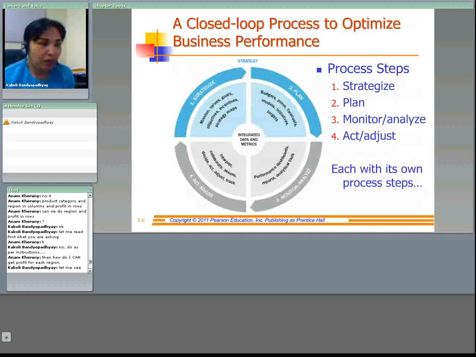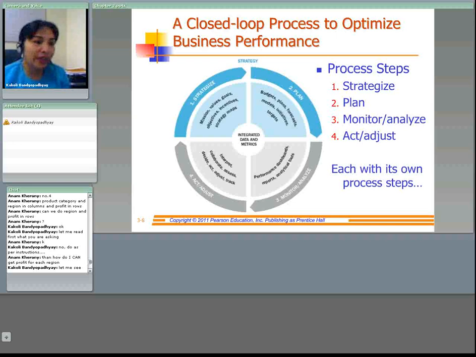The first one, strategize. The executives set the strategy. Then on the basis of the strategy, the managers develop plans, which is number 2, plan. Number 3, monitor. Everyone monitors their progress toward meeting goals and objectives using reports and analysis, and makes corrections to stay on track.